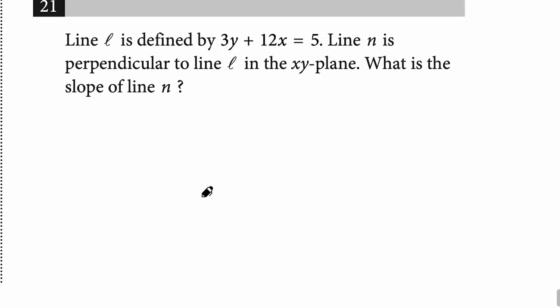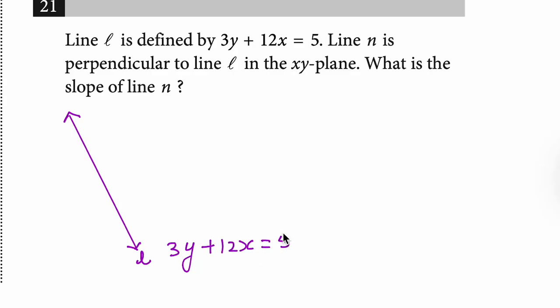Number 21. The line L is defined by 3y + 12x = 5, and line N is perpendicular to line L in the xy plane. So the question is like, you have some line, I'm not drawing it to scale, it's just a line, and let's say this line is L, and the equation of this line is given to us: 3y + 12x = 5.